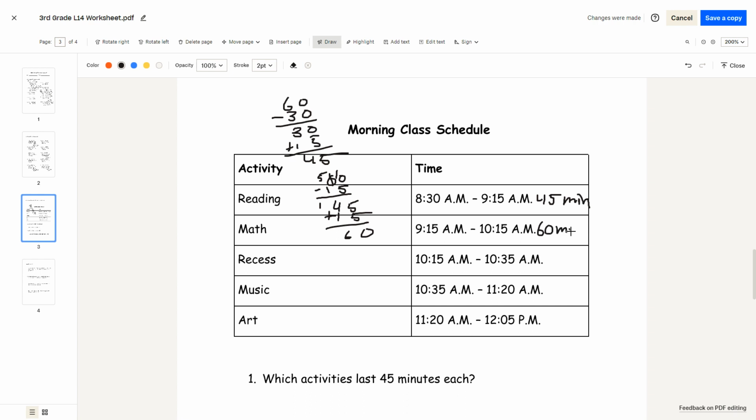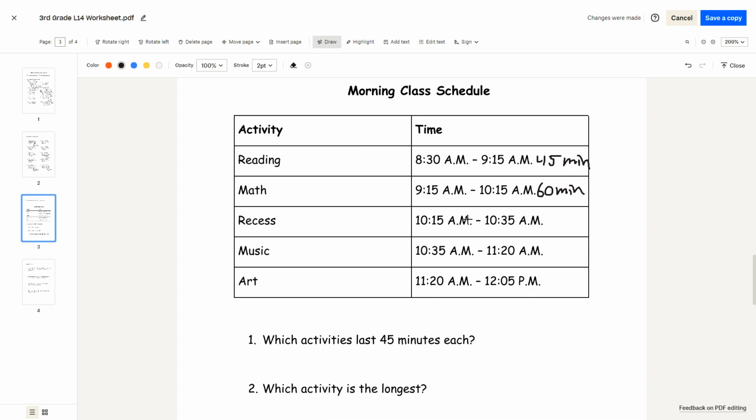So 60 minutes. Let's erase this. Okay, and then we have 10:15 to 10:35. So this one we're not going up an hour, so we can simply do 35 minus 15, right? Because the difference from 35 to 15 is only this amount. So 5 minus 5 is 0, 3 minus 1 equals 2, so we have 20. So this is 20 minutes.